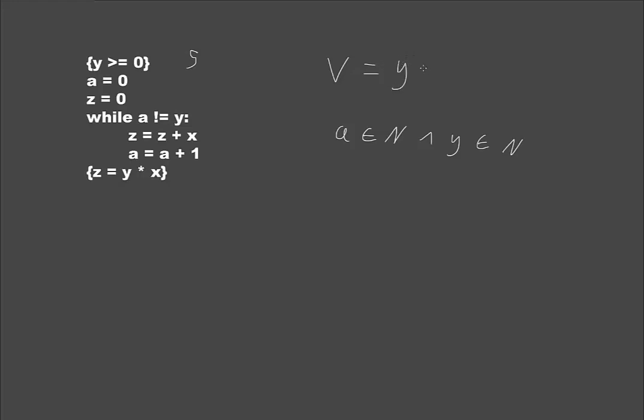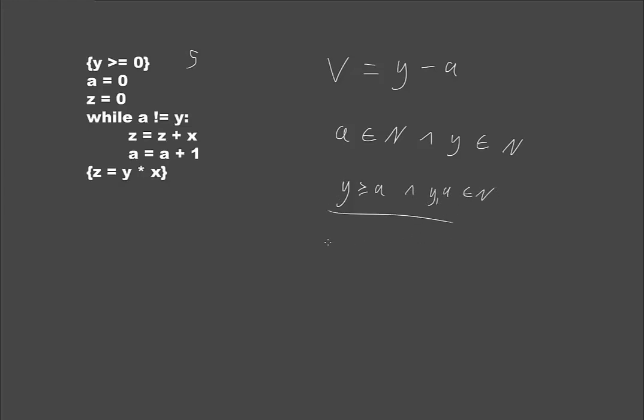So let's try y minus a instead. This has the exact same proof for when y minus a equals 0, because then y equals a, and when y equals a, the loop terminates. So we've got our exact same proof from before. Now we know that a equals 0 and y is greater than 0, so y must be greater than or equal to a, and we know that they both belong to the set of natural numbers.